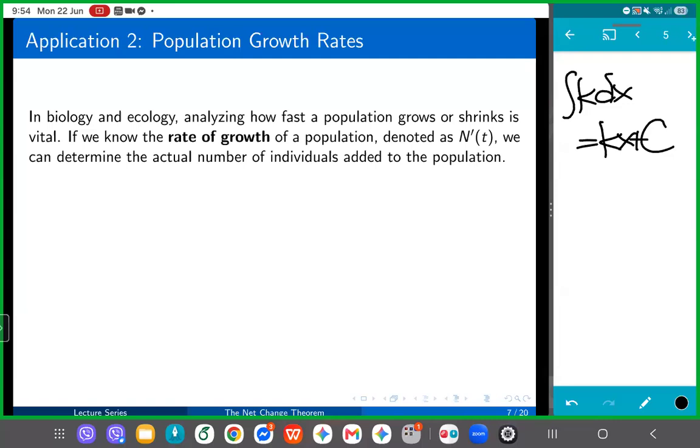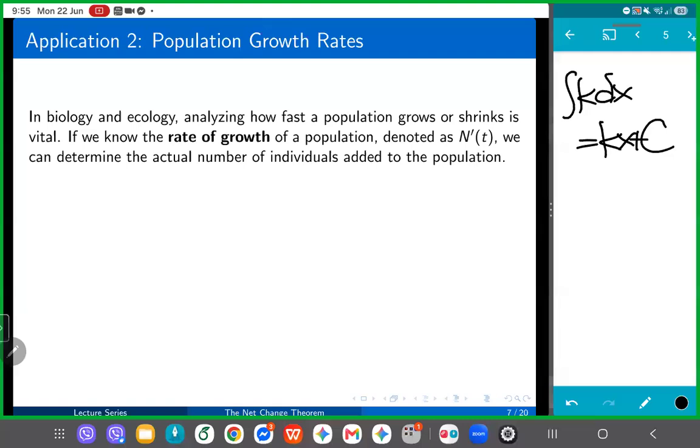So let's have one on population growth, biology, ecology. Suppose that we know how fast a population is growing or, say, shrinking. Let's say some virus is introduced into the system, or some pest is introduced into the population. The pest will destroy the population. So how fast is the population shrinking or decreasing? Suppose you know that. That is the growth rate, the rate of growth.